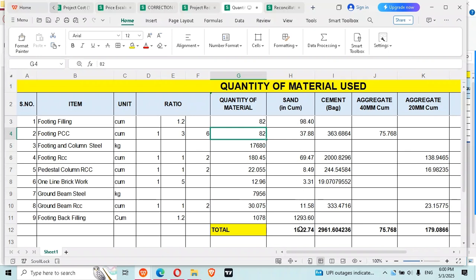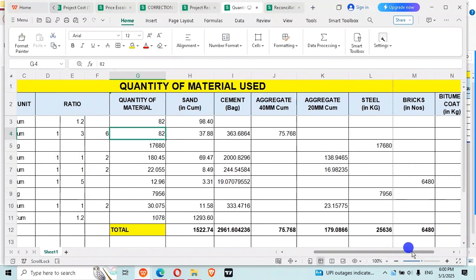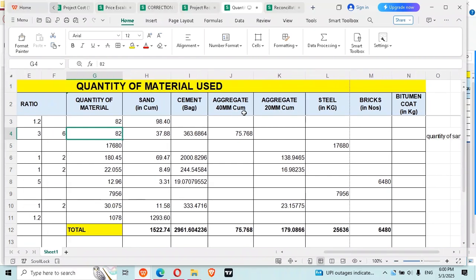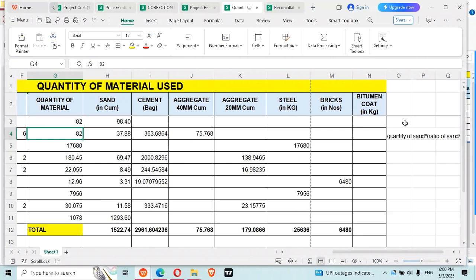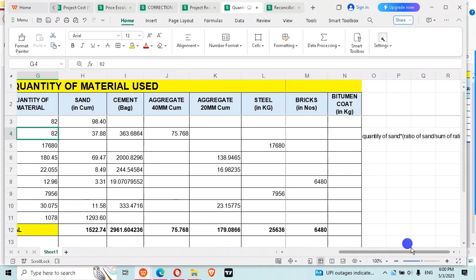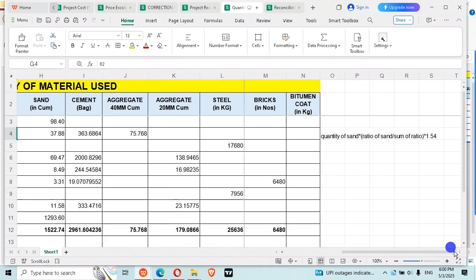Now I'm coming to sand. First I want to calculate the sand, then cement, then aggregate. It might be 20 mm, it might be 40 mm aggregate. Then we are coming to steel, bricks and bitumen coat. For calculating the quantity of sand, we have this formula, understood? And it is very important.